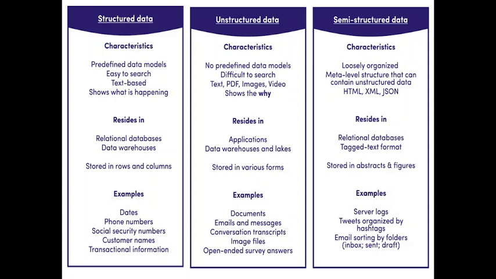Following is the difference between structured data, unstructured data, and semi-structured data. Characteristics: structured data has a predefined model and is easy to search. Unstructured data does not have a predefined data model and is difficult to search. It is in the form of text, PDF, images, video. Semi-structured data is loosely organized with a meta-level structure that can contain unstructured data, HTML, XML, and JSON.